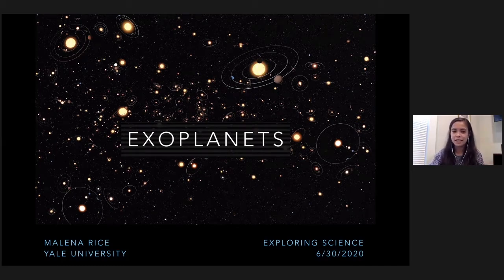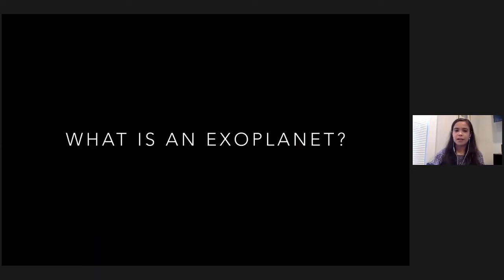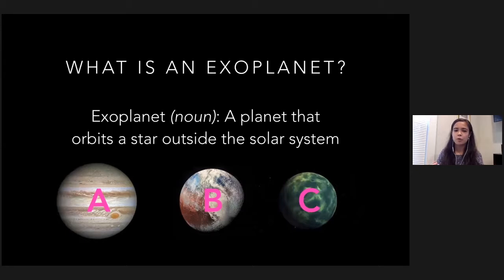So just to start out with definitions, an exoplanet is a noun, a planet that orbits a star that is not the sun. So it is not a planet within the solar system. Two of these three images shown here are actually objects in the solar system, and so they can't be exoplanets by this definition. Does anyone have a guess as to which of these is not an exoplanet? A, B, or C, two of the three are not exoplanets.